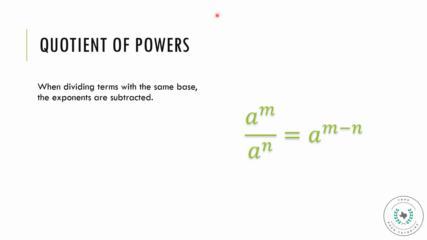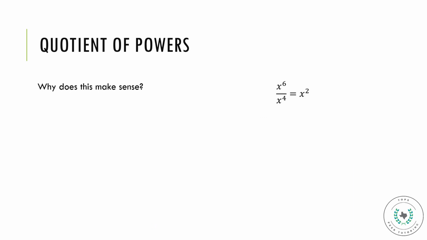So the first term that we're going to be going over is quotient of powers. It states that when dividing terms with the same base, the exponents are subtracted. Here is what it will look like on your formula sheet. A to the power of m divided by a to the power of n is the same thing as saying a to the power of m minus n. So the numerator's exponent minus the denominator's exponent.